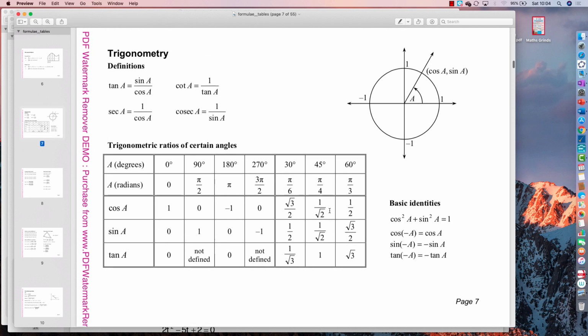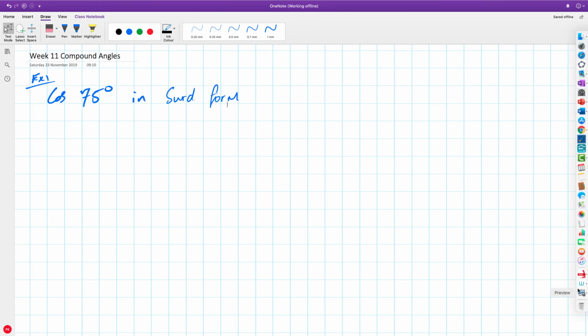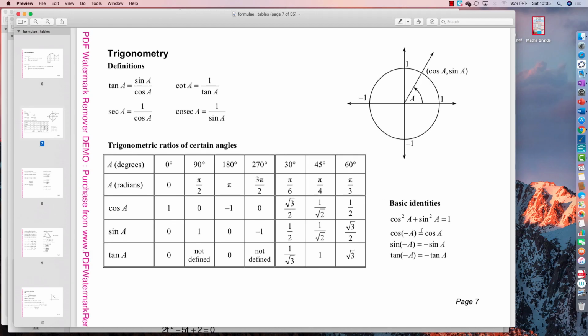What is the problem? These might have been at the end of the homework last week, but I didn't get a chance to cover them. What is the problem, guys? There's no 75 degrees. So this is something known as a compound angle. So we have to use two angles to somehow get 75 degrees. Which two angles do you think we're going to use?